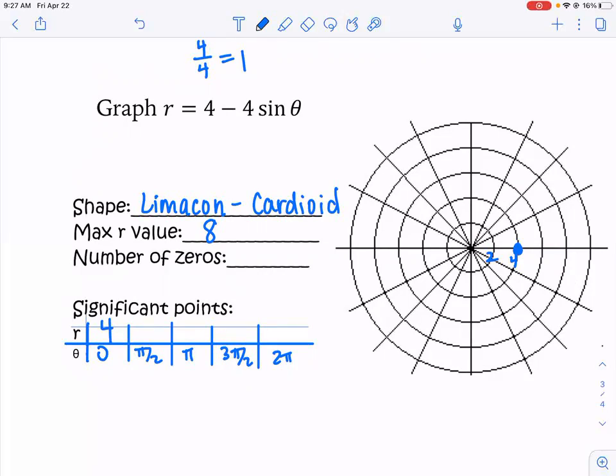So then you have 4 minus 4 times 0. Pi over 2. The sine of pi over 2 is 1. So 4 minus 4 times 1 gives us 0. We're at the pole. Pi. 4 minus 4 sine of pi. The sine of pi is 0. So we have 4 minus 4 times 0, which gives us 4.